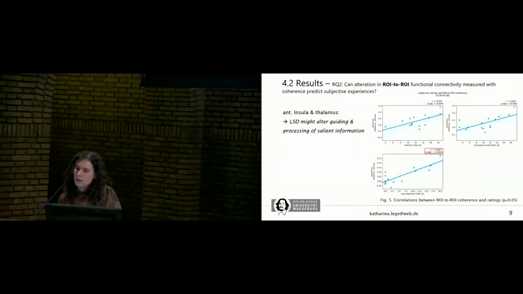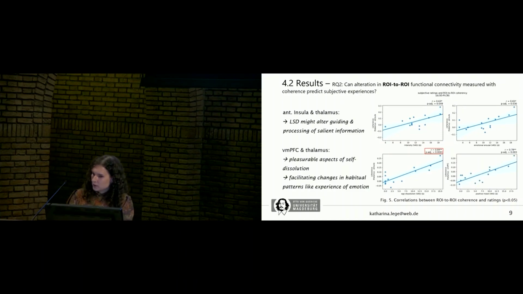And this is actually in line with studies that have shown before that there are global increases in undirected functional connectivity in the thalamus as well as in the insula that were correlating with ego dissolution. But there was also another association between the coherence of the thalamus with the ventromedial prefrontal cortex with the experience of positive mood.